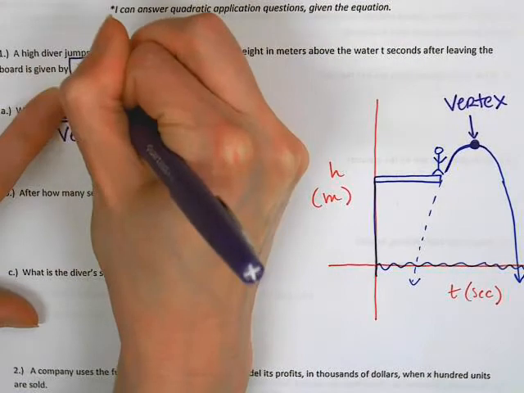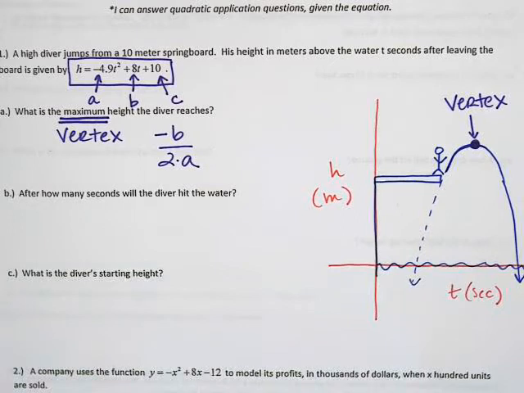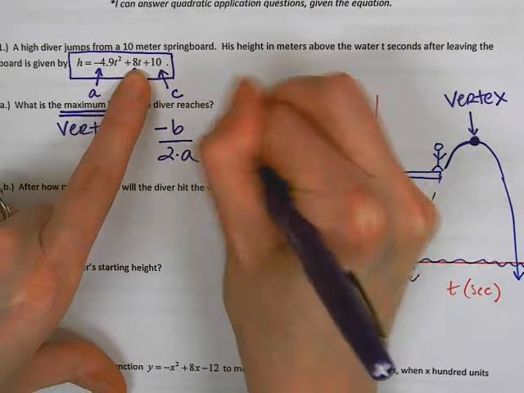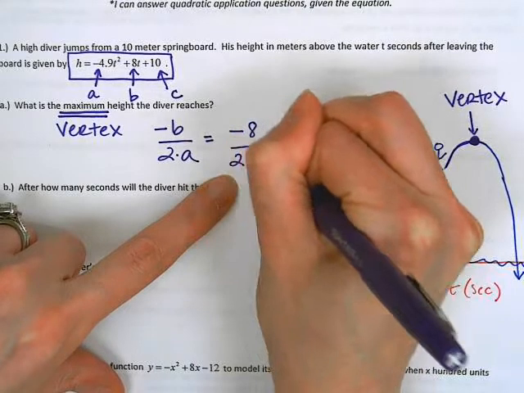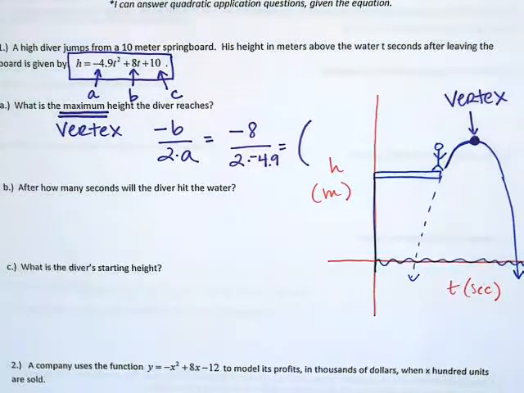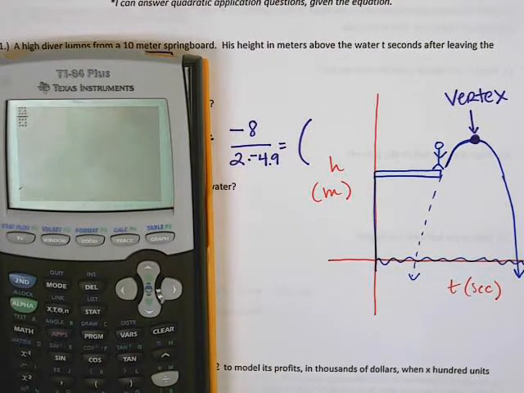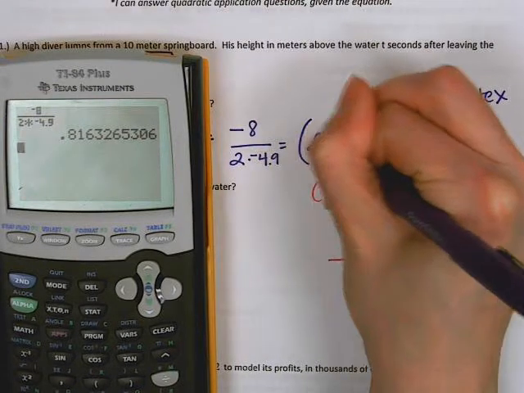All right, so the first number is a, the second one is b, and the third one is c. So let's do that. Negative b would be negative 8, and 2 times a is negative 4.9. So we're going to calculate that. I would make a fraction, negative 8 over 2 times negative 4.9. We're going to round to the nearest hundredth, so this would be 0.82.